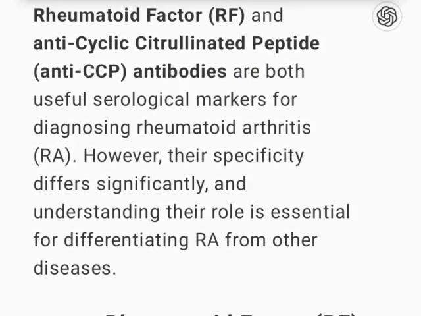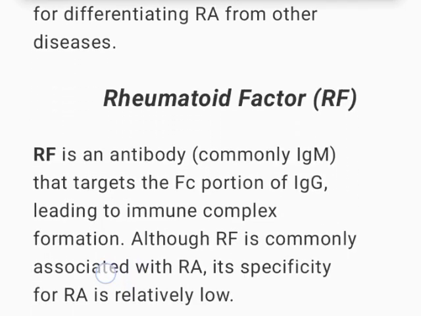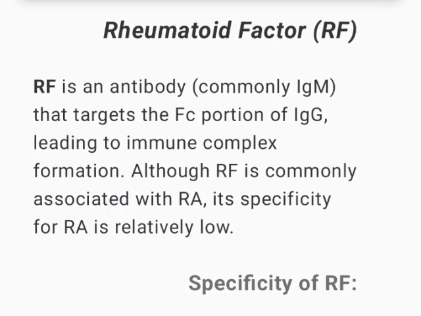Rheumatoid factor, RF, and anti-cyclic citrullinated peptide, anti-CCP antibodies, are both useful serological markers for diagnosing rheumatoid arthritis, RA. However, their specificity differs significantly, and understanding their role is essential for differentiating RA from other diseases. Rheumatoid factor, RF, is an antibody, commonly IgM, that targets the Fc portion of IgG, leading to immune complex formation. Although RF is commonly associated with RA, its specificity for RA is relatively low.